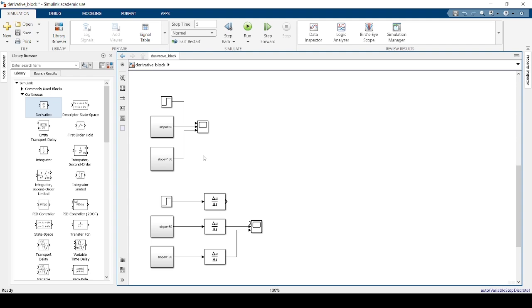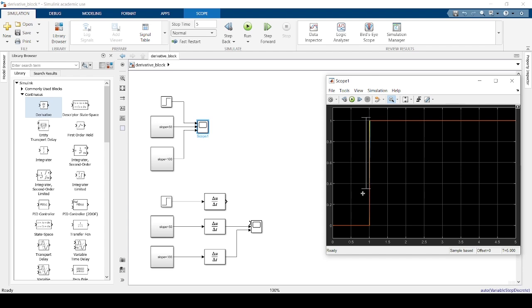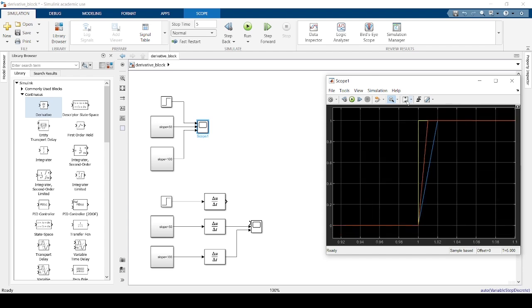Let's take a step signal that jumps at time 1 as an example. We'll also look at two similar signals. The blue one has a slope of 50, the red one has a slope of 100, and the yellow step signal theoretically has an infinitely steep slope. As you might guess, the red signal is a closer approximation to the yellow step signal than the blue one.